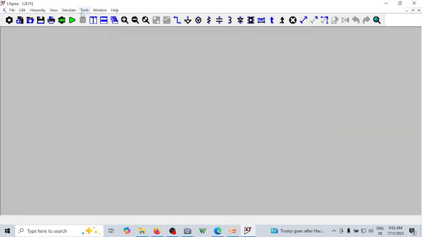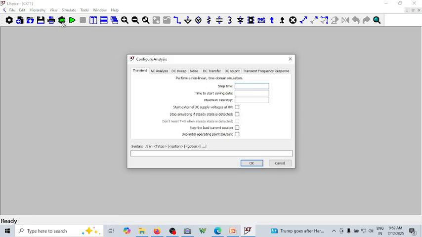Now let us spend some time with each of the icons. Of course, these are all very general ones, and this is Configure Analysis. This is a very important tab in your LTspice, which specifies what type of analysis you have to do. There are different analyses. Maybe we'll come back to this particular tab a bit later, because let us try to understand the very basic ones.